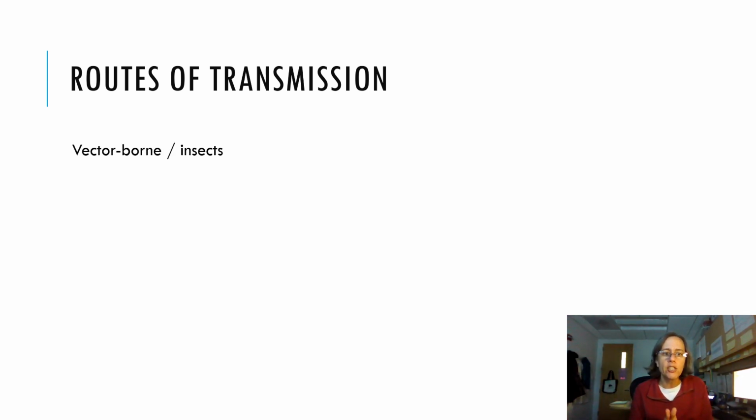So some infections are vector-borne, meaning that they are transmitted by insects that bite you. One example would be Lyme disease, which is transmitted by tick bites. Another example would be malaria or West Nile or a bunch of other diseases like yellow fever and chikungunya that are transmitted by mosquitoes. So there are quite a lot of vector or insect-borne communicable diseases.